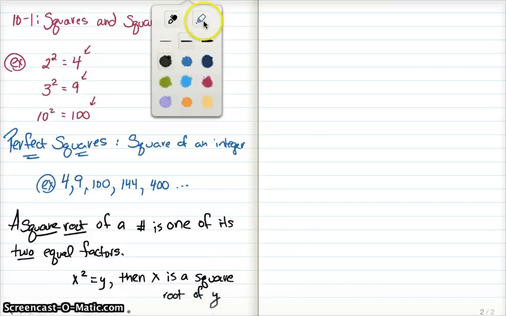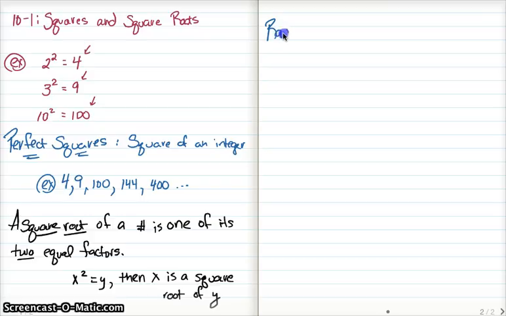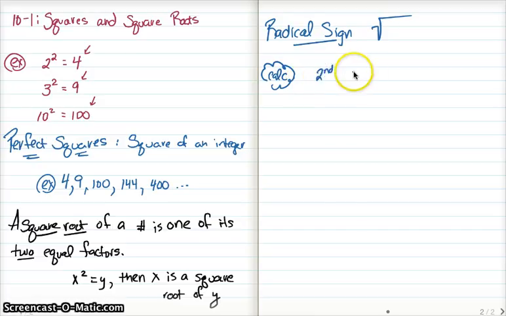And we use the radical sign to denote a square root. It looks like this. So on your calculator, this is above the x squared button, so you'd have to hit second, and then the x squared button, which is near the 7, in order to get the square root symbol to appear on your calculator. A radical sign also indicates the positive square root.